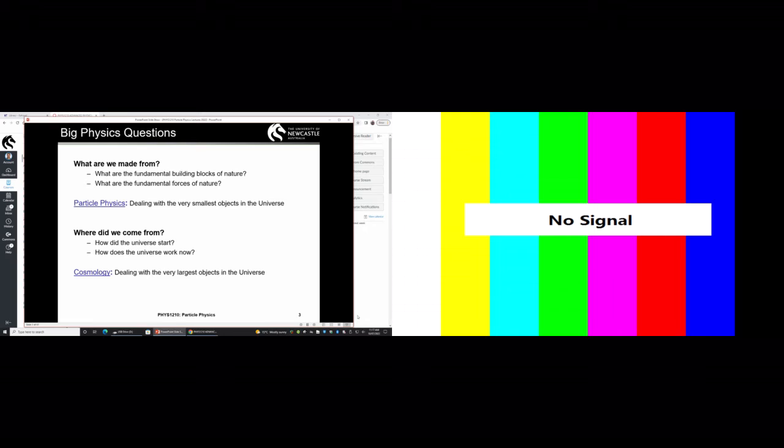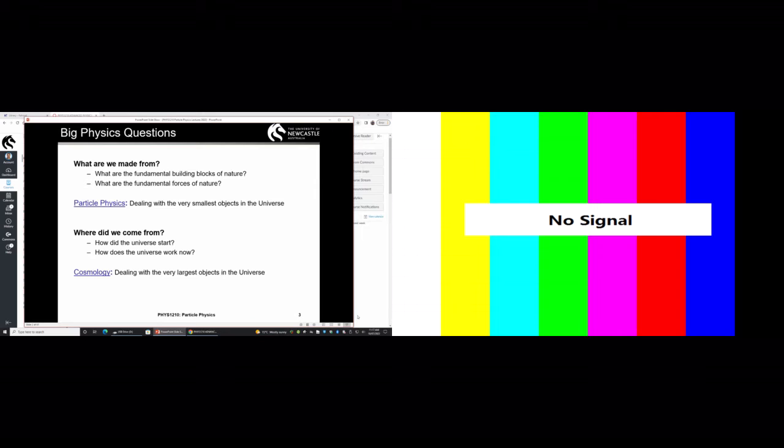Now, these seem like topics that are almost at the opposite end of the scale. We're really going to be talking about some of the big ideas, the big questions in physics. And so, particle physics deals with what are we made from, or what is everything made from, and what are the fundamental building blocks of everything that we see in the universe, and how is that related to the forces between them, and so on. So particle physics is really dealing with the smallest, indivisible objects in the universe.